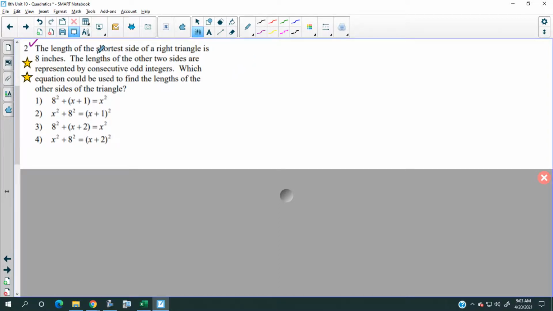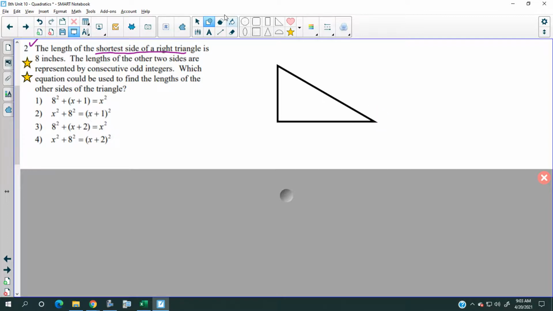The length of the shortest side of a right triangle. Now, so that means immediately we should probably draw a right triangle. Let me find the right triangle. So here I got the shortest side.